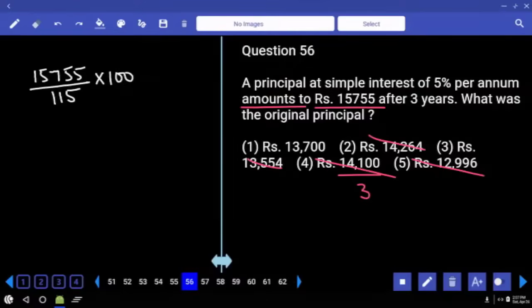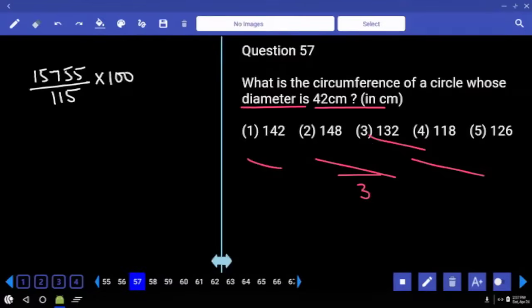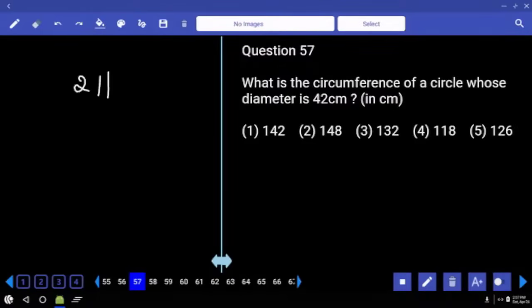Understood? What is the circumference of a circle whose diameter is 42? Circumference is 2 pi r. Whenever pi is involved in any formula, the answer must be a multiple of 11. If your question is about finding the radius or the diameter, then the answer must be a multiple of 7. But what do you mean by pi value?